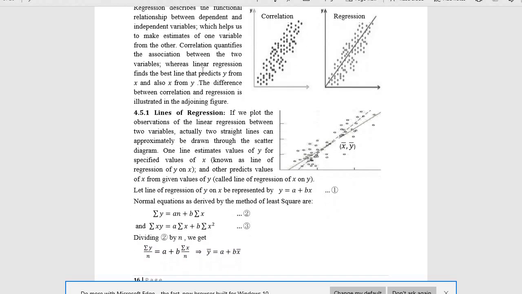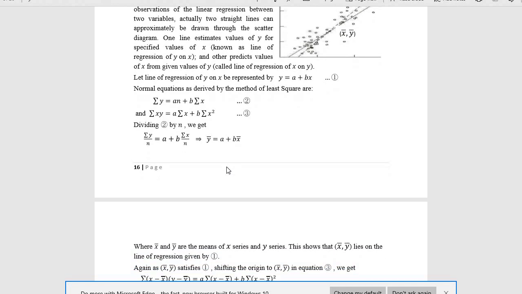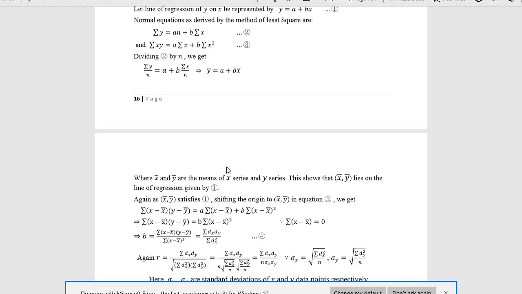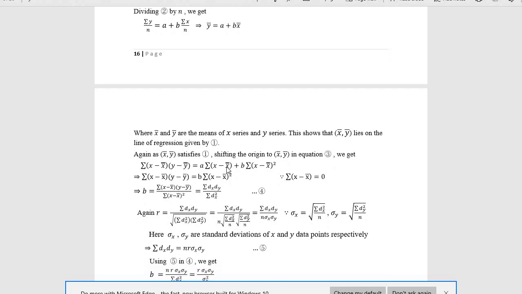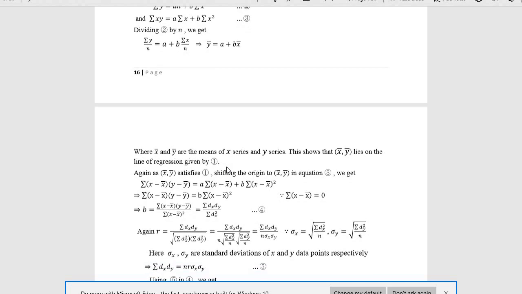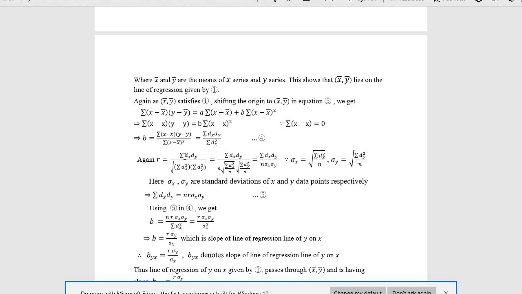Lines of regression are nothing but the normal equations of x and y, a plus bx, right? These are the normal equations discussed in least squares. These normal equations are concurrent; they pass through the means x bar and y bar, the means of the x series and y series. This shows that x bar, y bar lies on the line, so they are concurrent. Solve these two equations 2, 3 to get the values of a and b. Once I know the a, b values, there is again a possibility of getting the correlation coefficient.